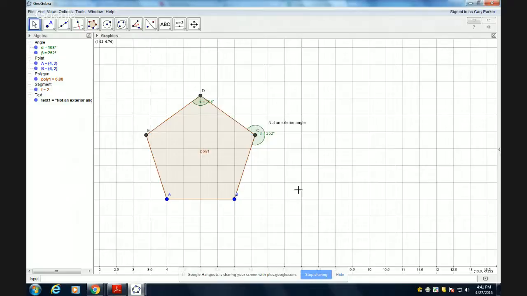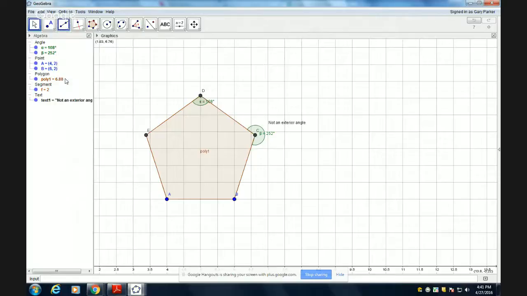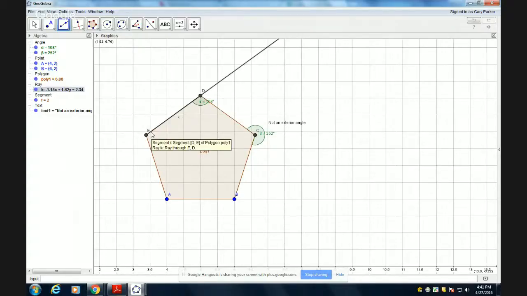And so the question is, why would that be the exterior? So I'm going to show you what an exterior angle is. To demonstrate an exterior angle, I need to draw a ray. And remember, a ray is a line that starts at a point and then goes out through another point forever. So for example, I could go from E to D here, starting at E, going through D, and then forever. That's a ray. Okay. So imagine Gary is walking on edge E to D.